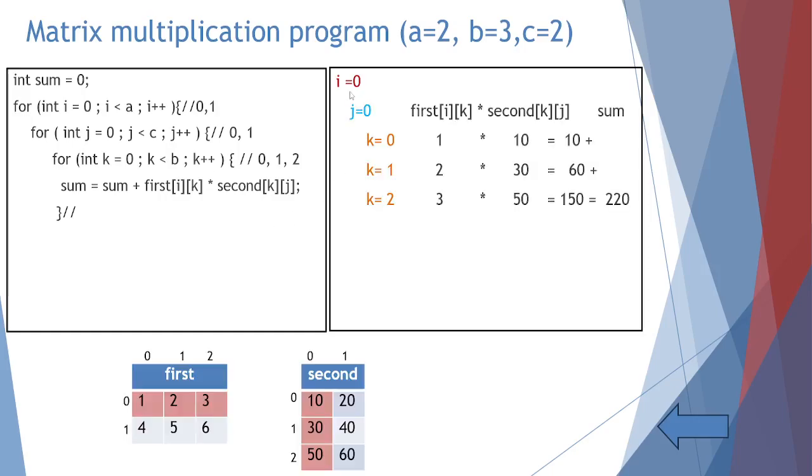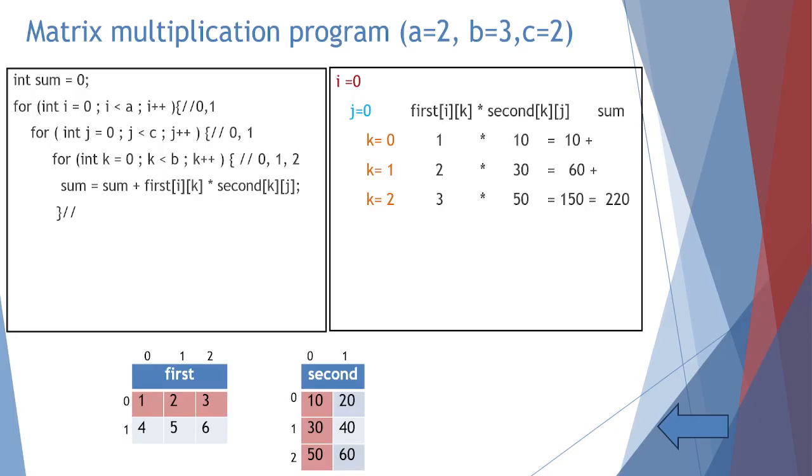When I is 0, J is 0, K works 3 times. First and second are the matrices. What is the statement? First of I, K we are understanding now. I is 0, K is 0, 0, 0. Then I is 0, K is 1, 0, 1. Then 0, 2. Of first matrix, 0, 0, 0, 1, 0, 2. Horizontally, we are accessing the first array.